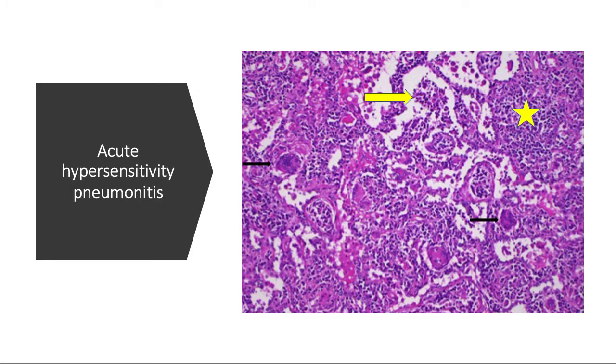On the picture, you see a lung biopsy from a patient with acute hypersensitivity pneumonitis. Lung biopsy shows a chronic inflammatory infiltrate composed mainly of lymphocytes in the interstitium. This is shown by the star, and the alveoli are shown by the yellow arrows. Several multinucleated giant cells shown by black arrows are also present.